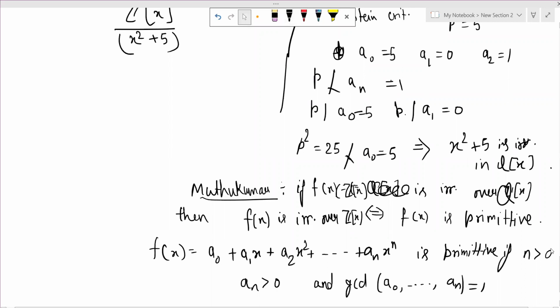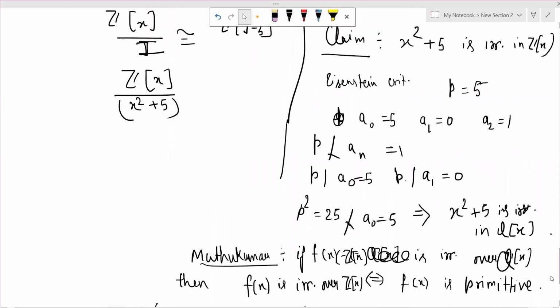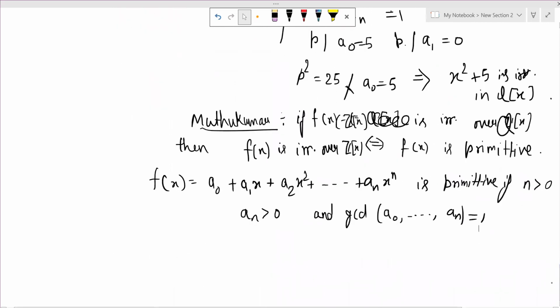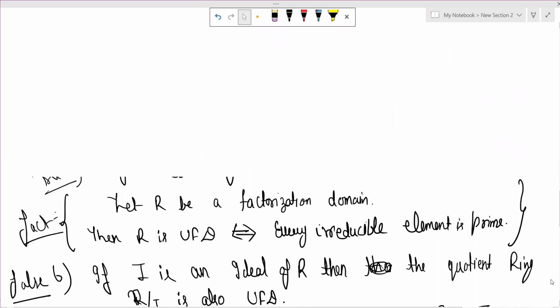So in this polynomial x squared plus 5, n is greater than 0 because it is a 2-degree polynomial. a2 equals 1, which is greater than 0, and GCD of 1, 0, 5, what is this? It is 1, right? So this is a primitive polynomial.